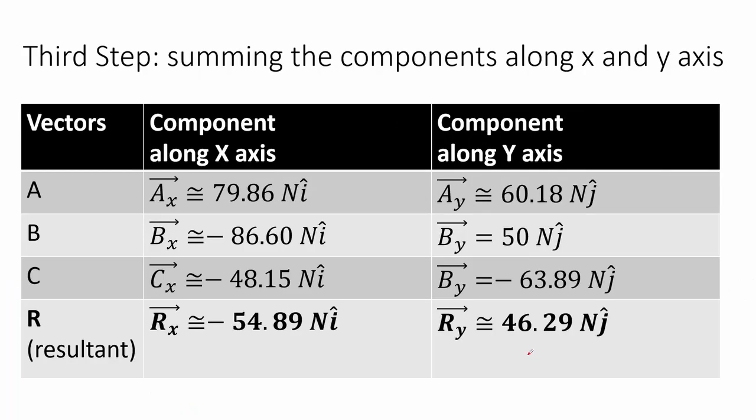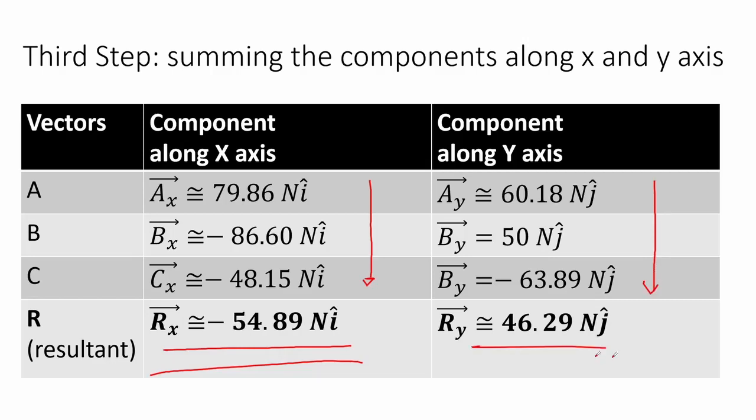The third step for the mathematical method is simply summing all the x and y components of each vector. Here we simply sum the component vectors that lie along the x-axis. We get that the resultant vector's component along x is approximately equal to negative 54.89 newtons i hat. Similarly, for the y component of the resultant it is around 46.29 newtons j hat.